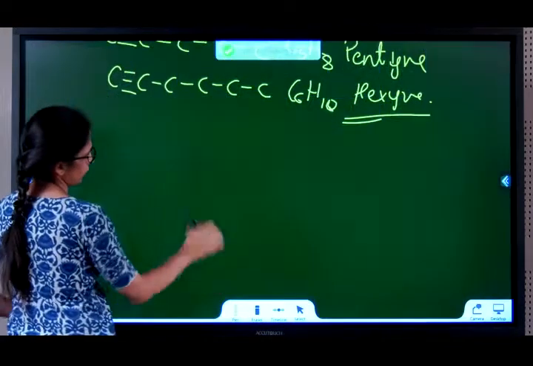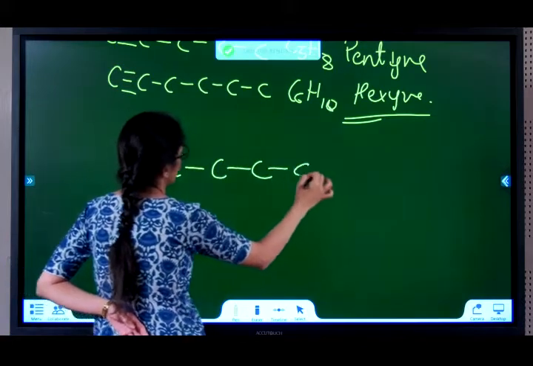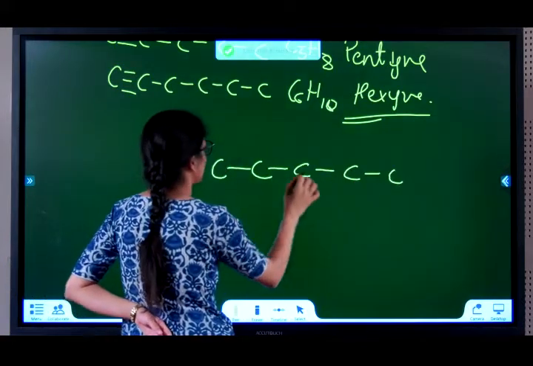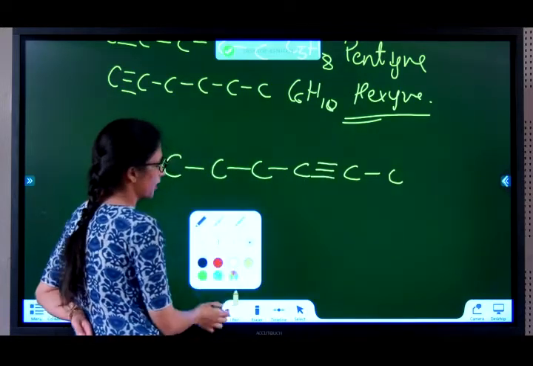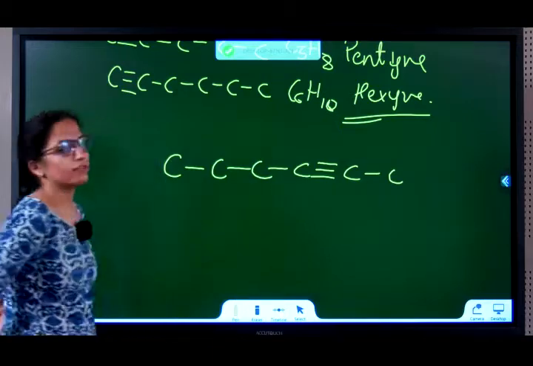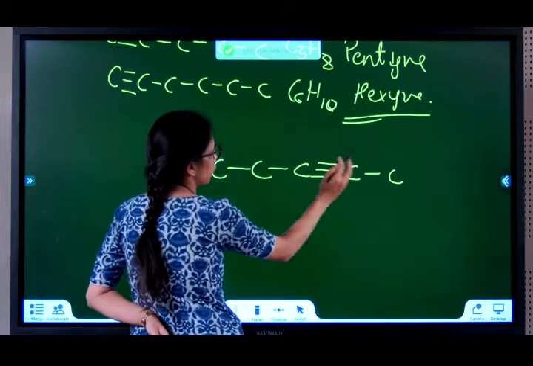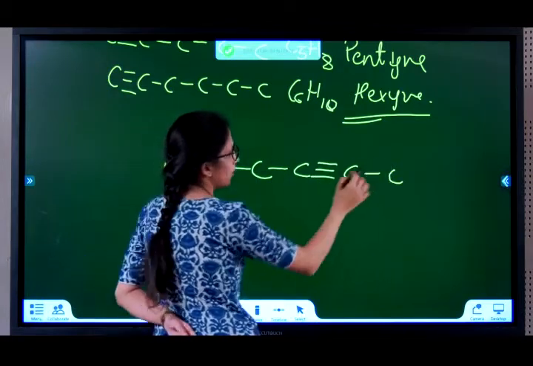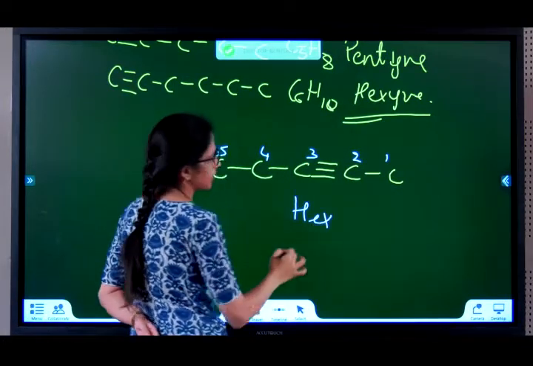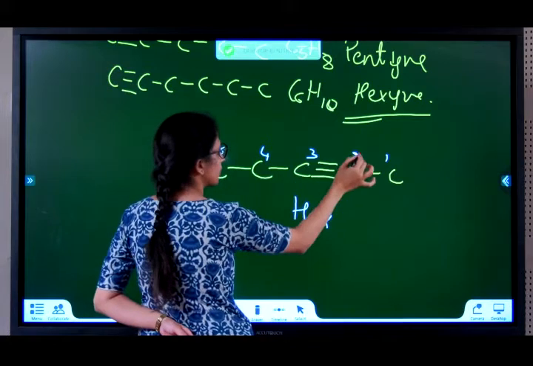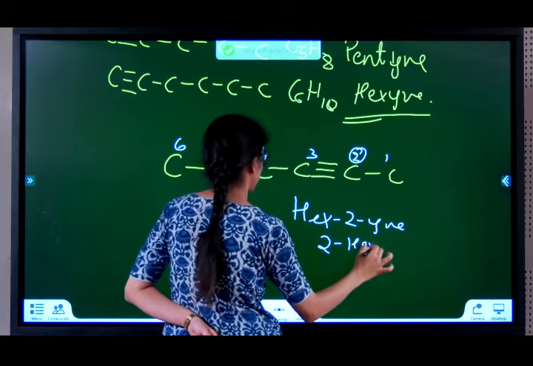I just want to check whether you understood IUPAC naming, so I will try a few compounds here. Let us see if you are able to name it. 1, 2, 3, 4, 5, 6, and let's say I put it at this position, triple bond. So now what happens? You can choose the numbering from left to right or right to left, choose the lower number. 1, 2, 3, 4 gets position 4, 1, 2 gets position 2. 1, 2, 3, 4, 5, 6, hex because 6 carbons. At position 2, between 2 and 3, choose the lower number, 2-yne or 2-hexyne, both are fine.